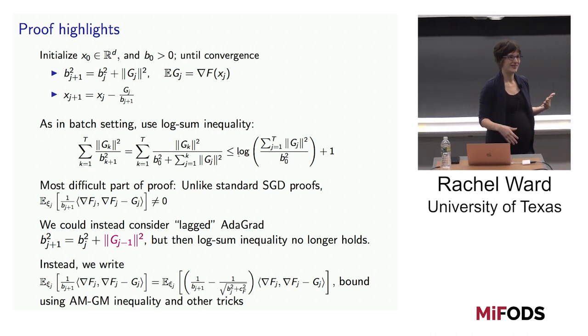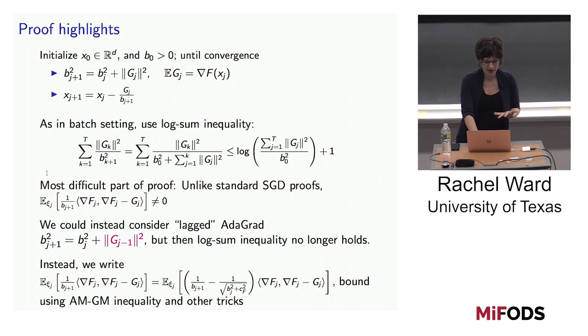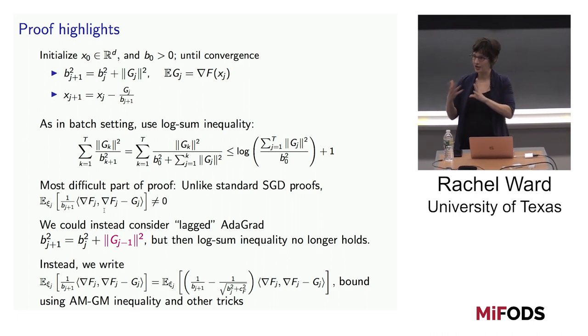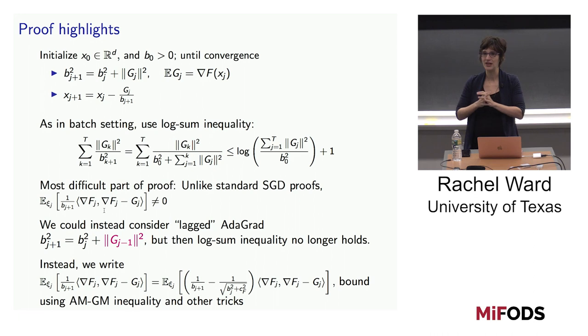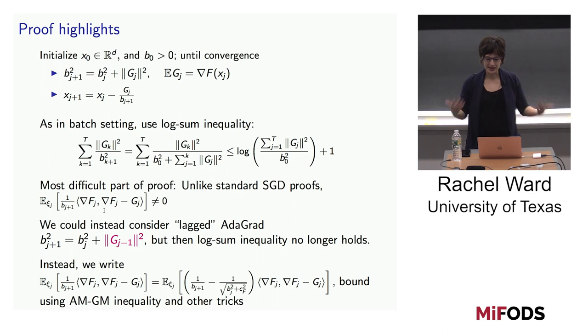It was very, very fulfilling, this proof, because we just knocked our heads forever on a very different part of the proof than in standard stochastic gradient descent proofs, which is that for AdaGrad, the step size at each iteration is a random variable that is correlated with the direction of the stochastic gradient. And so we cannot say that the expected value of 1 over b_{j+1}, the step size, times the inner product between the true gradient direction and the stochastic gradient direction minus the true gradient direction is 0. We can't just pull the step size out and eliminate this cross-correlation term, which is standard in stochastic gradient proofs, because the step size is a correlated random variable.